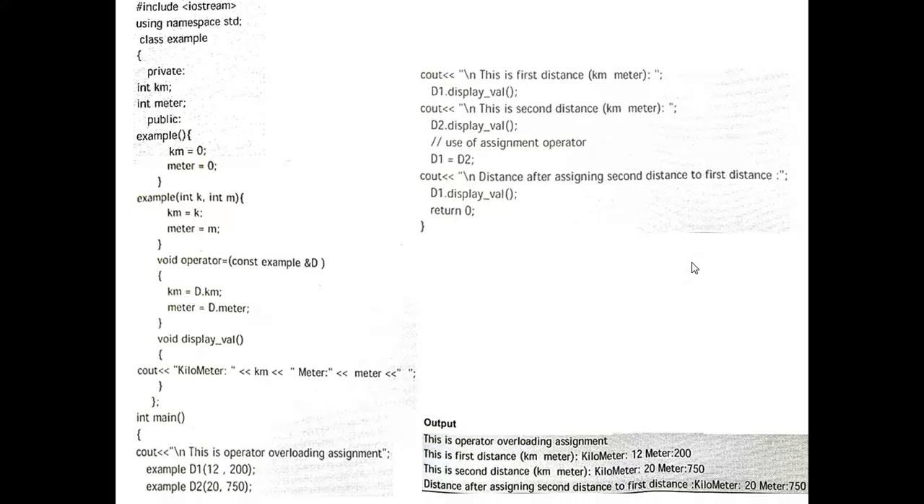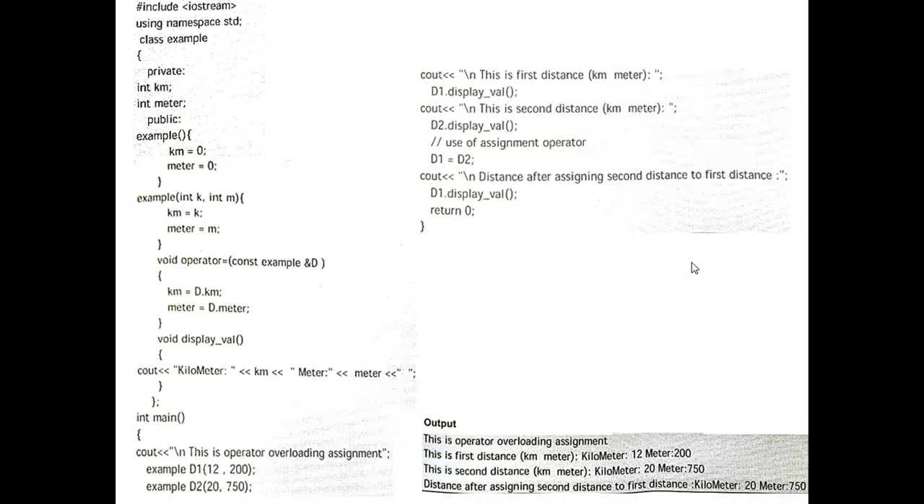And in this overloading, we are putting the value of meter into meter and kilometer into kilometer by using one variable which is d. Afterwards, we have written one function which is called display_value, which has return type void, and in that we are displaying the values of kilometer and meter by using cout, and afterwards the class Example is finished.